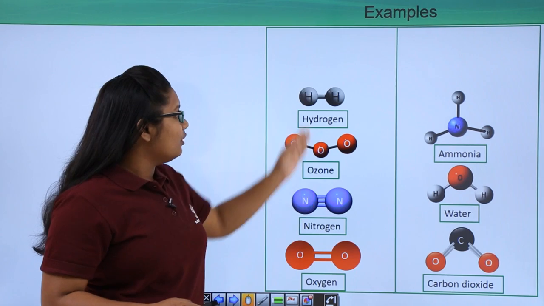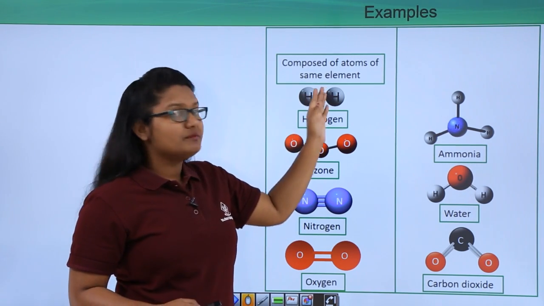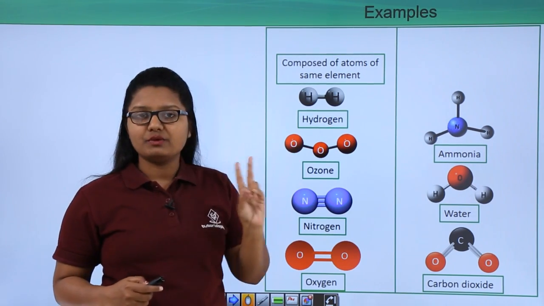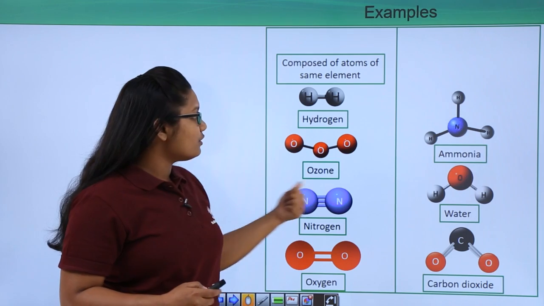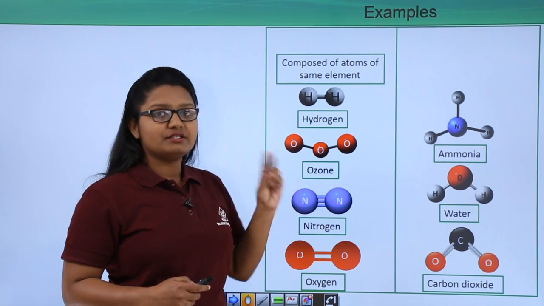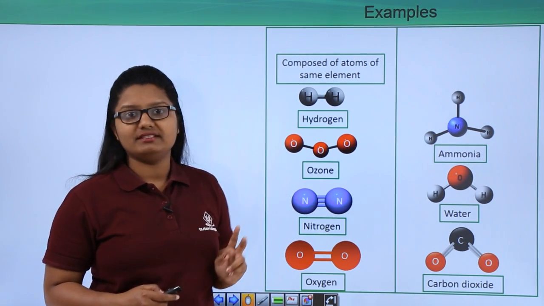Now these molecules which are on this side are composed of atoms of the same element. Now this is a hydrogen molecule which has two hydrogen atoms. This is an ozone molecule with three oxygen atoms. This is a nitrogen molecule with two nitrogen atoms, and this is an oxygen molecule with two oxygen atoms.